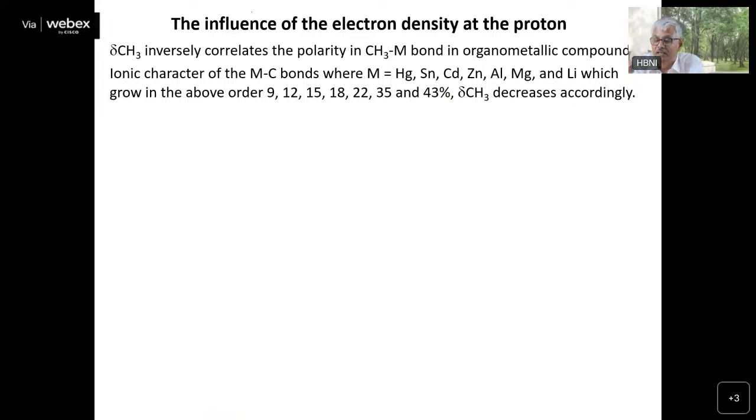You will see methyl lithium will have the lowest frequency, or you will see the higher minus delta values, compared to mercury.